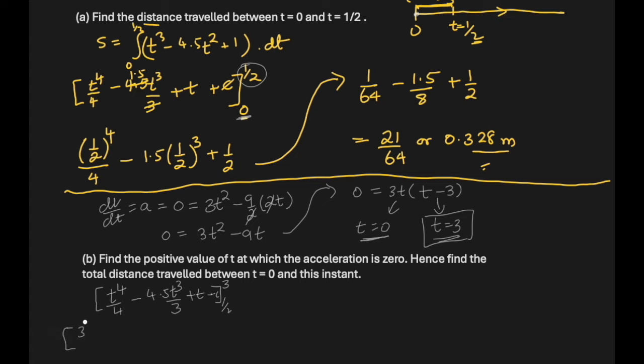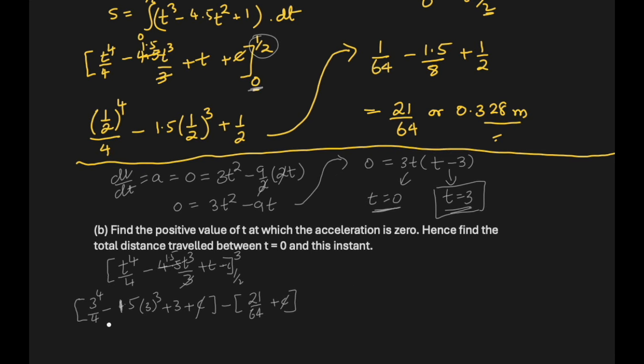Okay, so first 3 to the power 4 over 4 minus 1.5, we had to already cancel this, 1.5 t cube, 3 cube plus 3 and plus C, minus, we'll substitute half and we'll get exactly the same as what we got here. What? 21 over 64, right? When we substitute half and plus C. This C and this C get cancelled, that's why we can ignore it. And now we can simply put our values here. So 81 over 4 minus 27 times 1.5 plus 3, and we can bring it here minus 21 over 64.